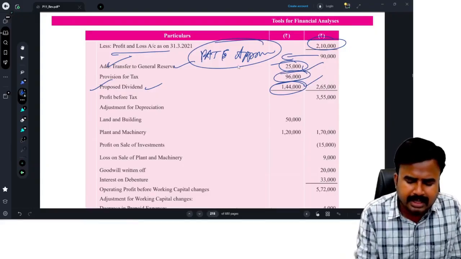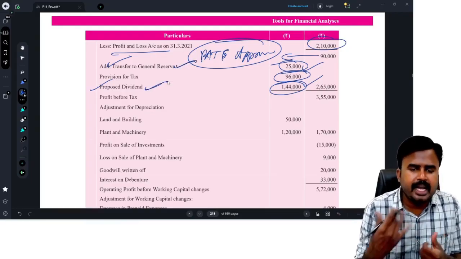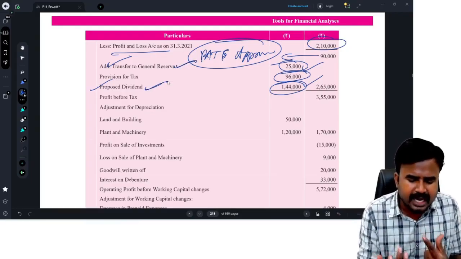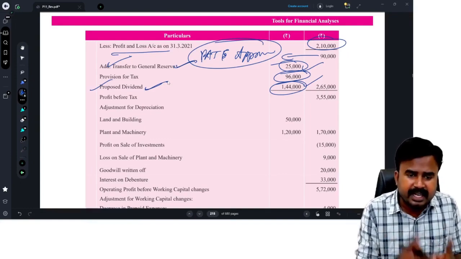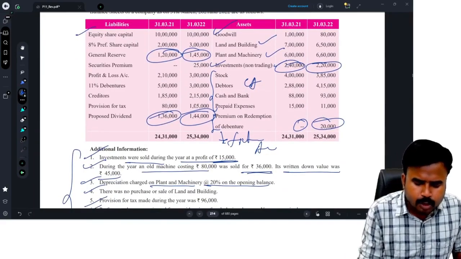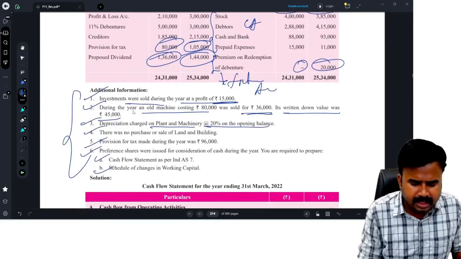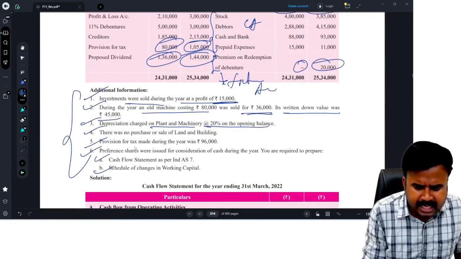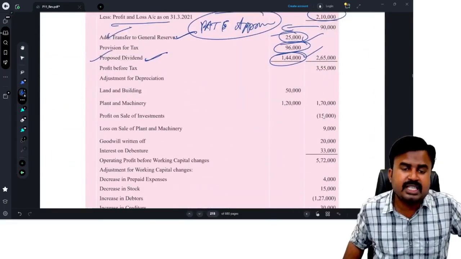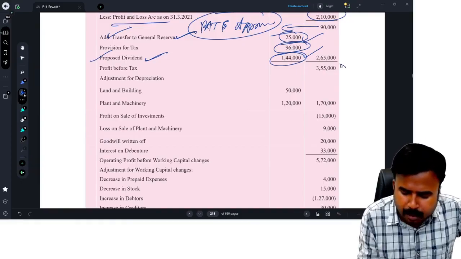So after adjusting these two appropriations, transferred to reserves and proposed dividend, current year appropriation of proposed dividend was added, and transferred to general reserve was added, and also I've added provision for tax that is made during the period. In the provision for tax account, closing balance is the current year provision, opening balance is current year payment, unless you have any adjustment here. You know that provision for tax made during the year was directly given in the problem itself. 96,000 is the current year provision, which is debited in current year P&L account. So it should be added back to get PBT, profit before tax.